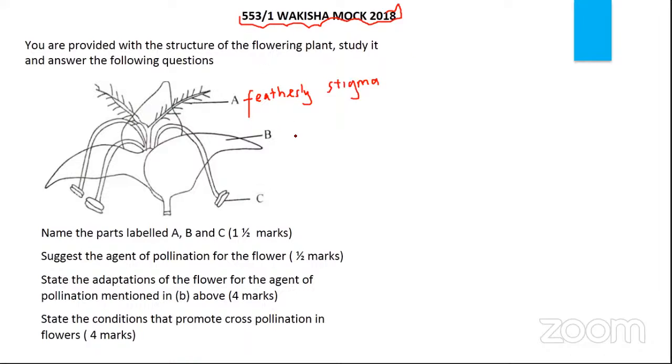Then what about B? Yes, Jovan. The sepal. Come again. Sepal. Okay, thank you. Do you guys agree with Jovan's answer? Jovan says it is a sepal. Is there any other person with a different alternative, or you all agree that it is a sepal? Yes, Maxine. Petal. Maxine says this is a petal. Thank you very much.